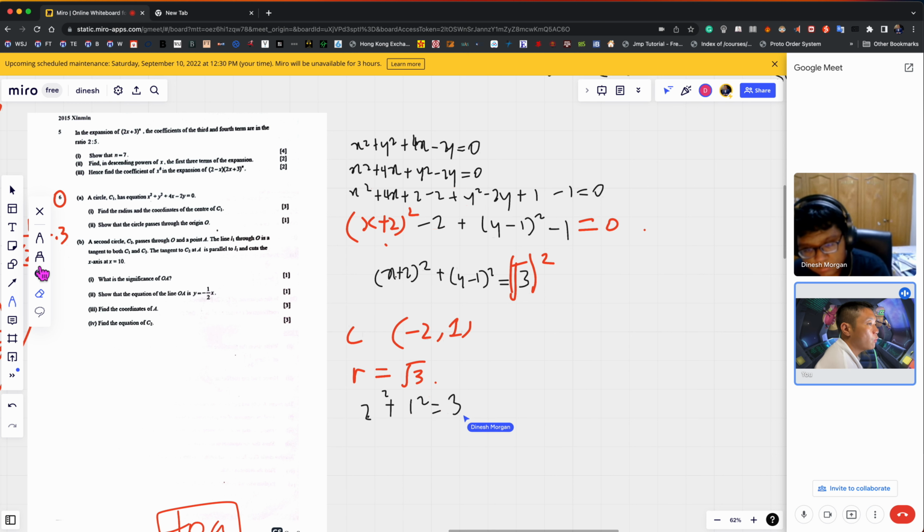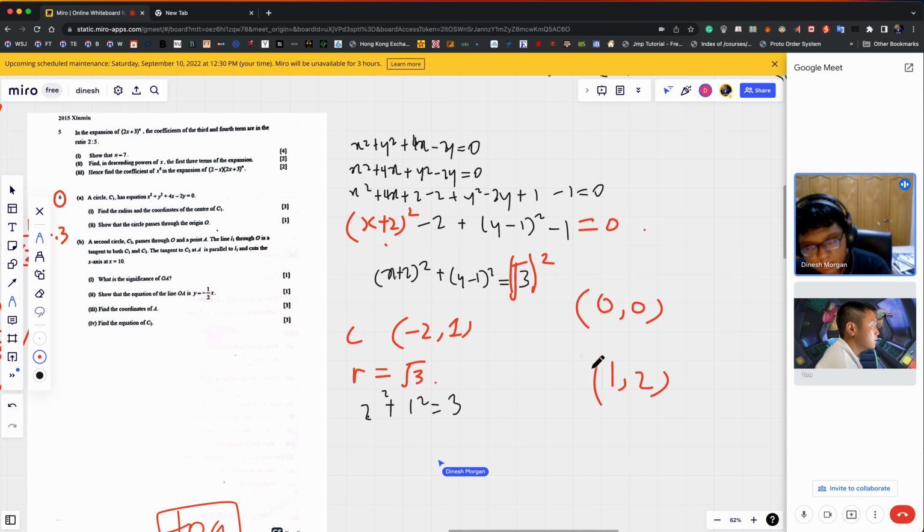If it's valid, that means it passes through the origin. Or it can be another point like 1, 2. If this 1 and 2 makes this valid, then it's a point on the circumference. If it makes this not valid, then that means it's not a point on the circumference.